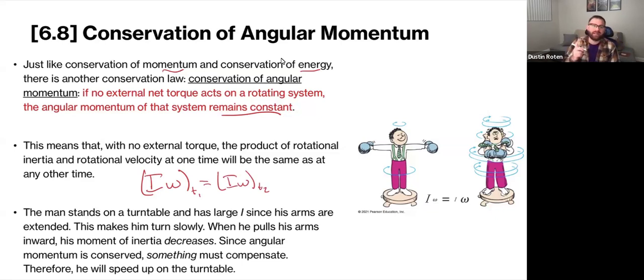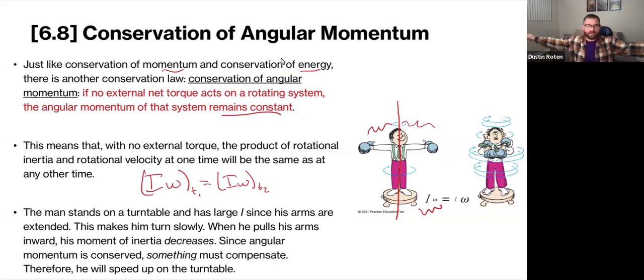Let's consider this man standing on this turntable. So he starts with a lot of mass far away from the axis of rotation. You can draw that in, right? He's got lever arms, he's got some torque going on because he's got big masses, lever arms over here. Okay, so he's got a large amount of inertia, so he's going to turn slowly. You can see that here we've got a big I, a lot of inertia, small speed, so the omega is small.